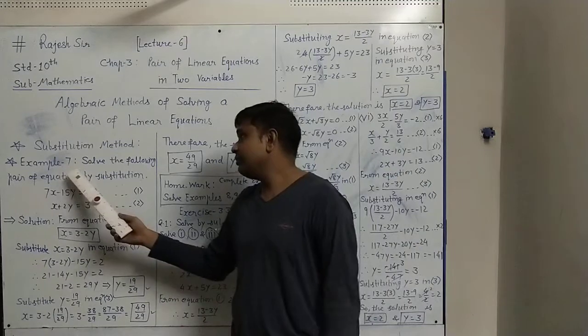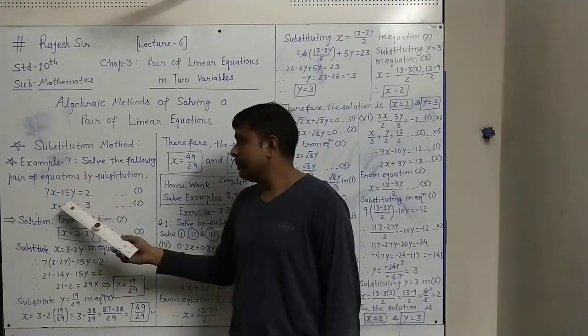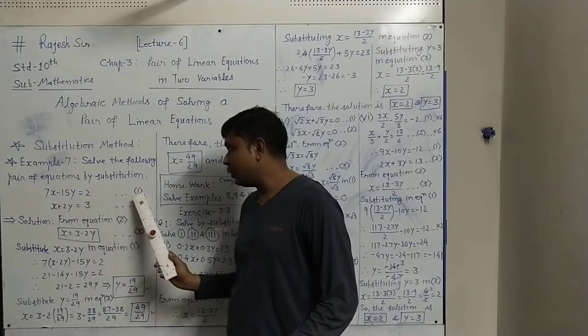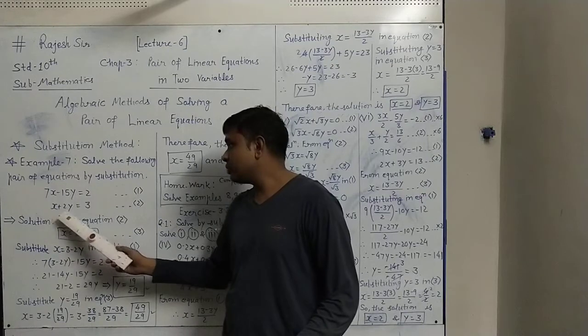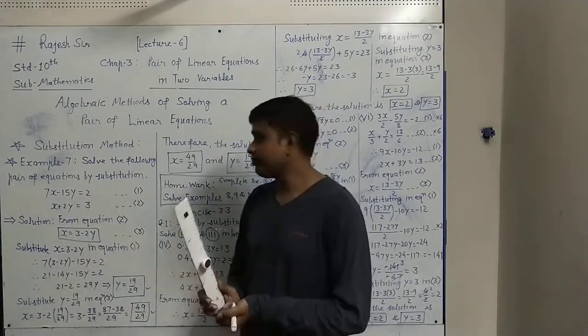So, example 7: solve the following pair of equations by substitution. The pair of equations given is 7x minus 15y equals 2, which we will call equation number 1, and x plus 2y equals 3, the next equation, which is equation number 2.